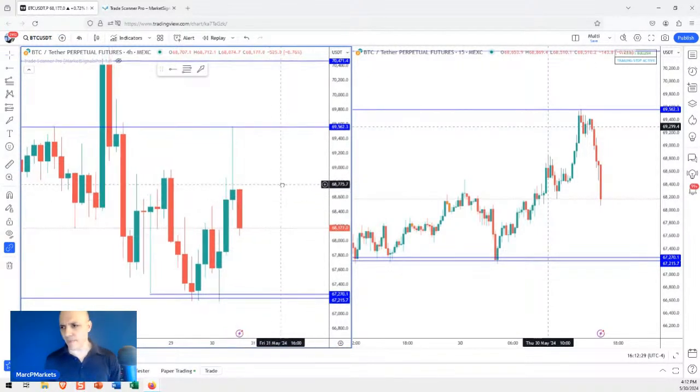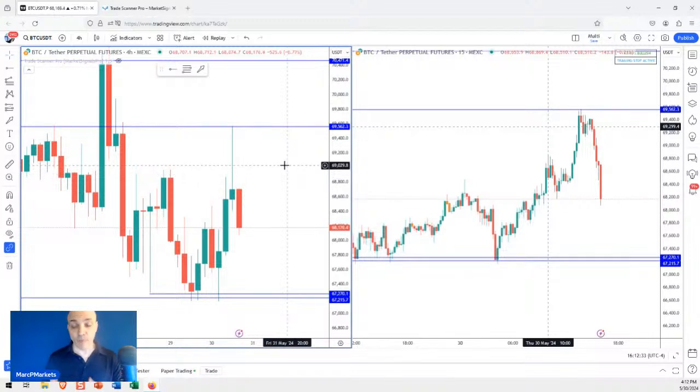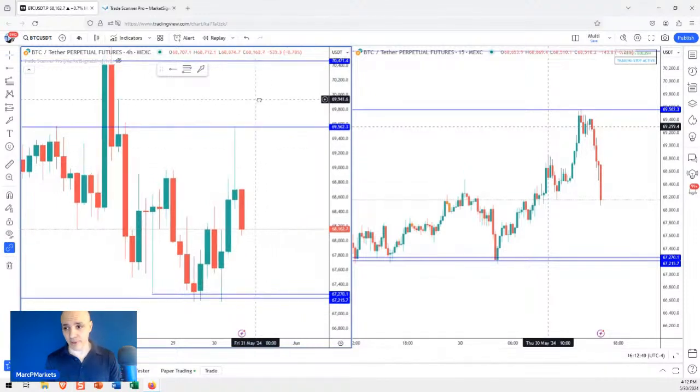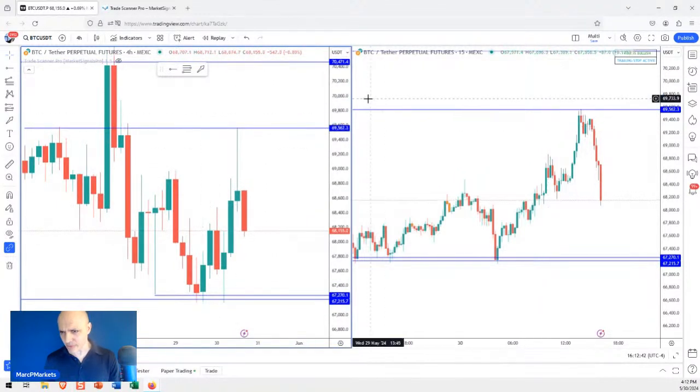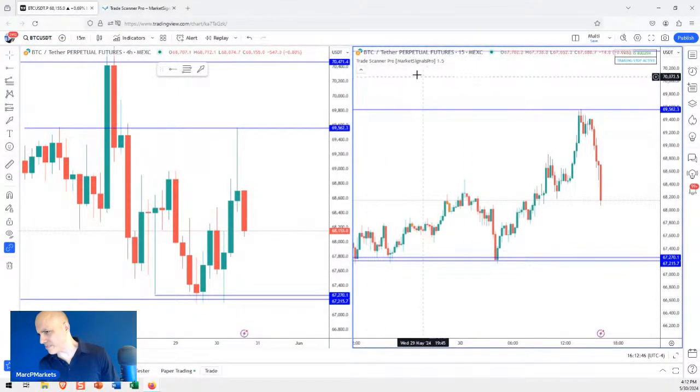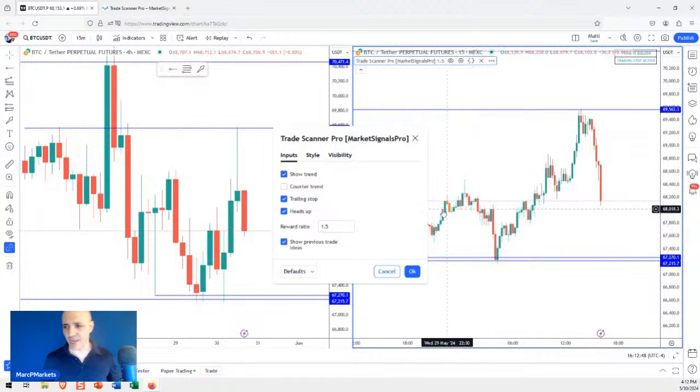So we're going to jump now to the smaller time frames. This is much more advanced and where context is extremely important in order to take higher probability trades with the trade scanner. Now, before I do that, let me just show you one thing. I'm going to go to the Trade Scanner Pro settings. I just want to explain these settings real quick, all right? So if you're new to the Trade Scanner Pro, you're going to be using this panel a lot, all right?